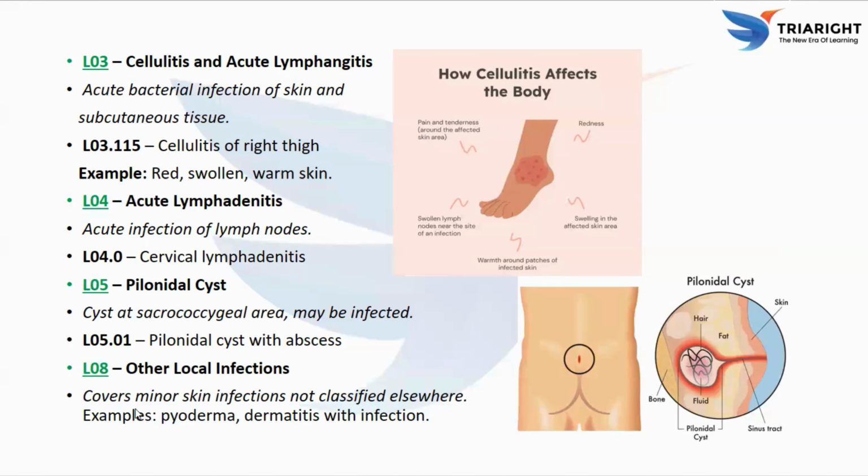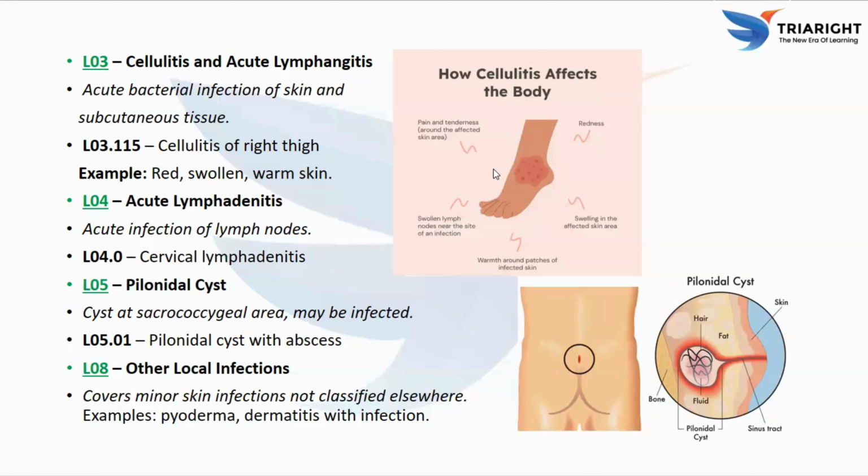So next, coming to L05, pilonidal cyst. What do you mean by pilonidal cyst? It's a fluid-filled sac with hair and debris located near the sacrococcygeal region, nothing but the top of the buttocks. It can become infected and form an abscess. You can clearly see a picture over here. It is located at the top of the buttocks.